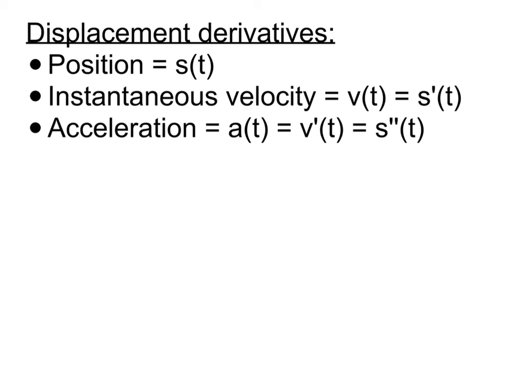Now, I'll use this last line as an example, notice the notation. If I want to write an equation for acceleration, that is a of t, I could do that by finding the derivative of velocity, or I could do that by finding the second derivative of position. So that's what that notation is telling us there.